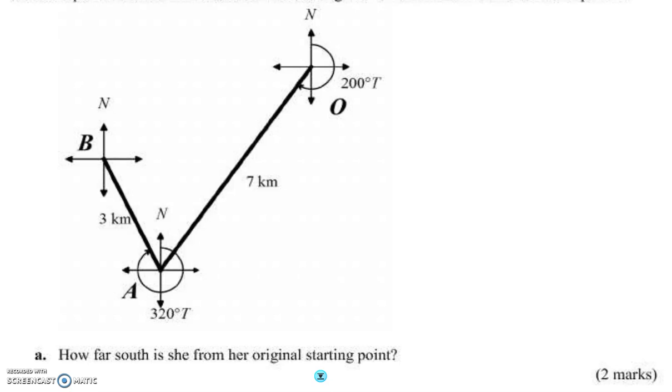So, being trigonometry, the first thing we want to do is draw our triangles. We will have one triangle between point A and point O. We will have another triangle between point B and point A. These are the two triangles that we're going to be working with to solve our question. The first question, how far south is she from her original starting point? We need to find this value x and this value y. Once we've found x and y, we take y from x to find her distance south.